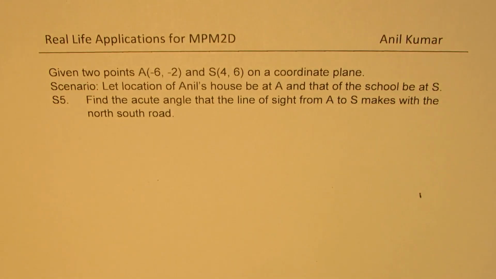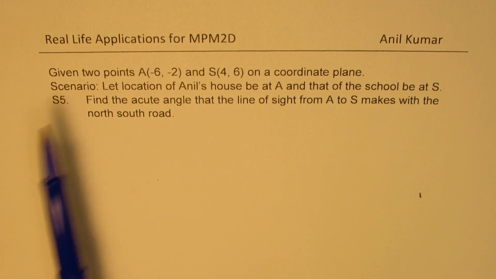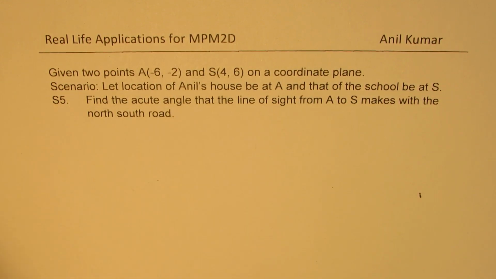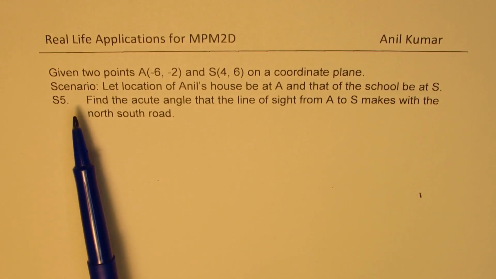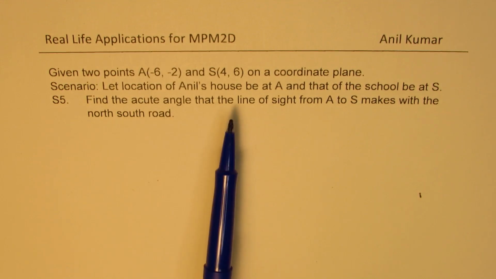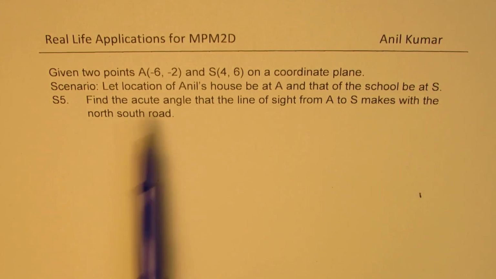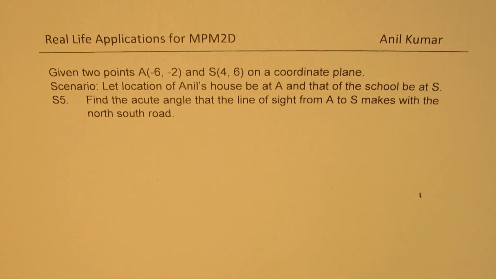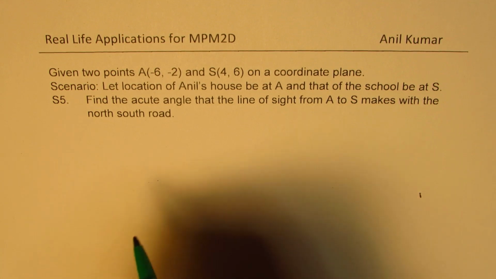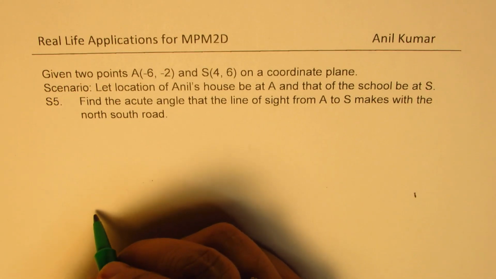Now the last question here is relating to trigonometry. It says we are given these 2 points, Anil's location and the school, and the question is, find the acute angle that the line of sight from A to S makes with the north-south road. So the north-south road is basically the y-axis, right? So let's get back to our question.